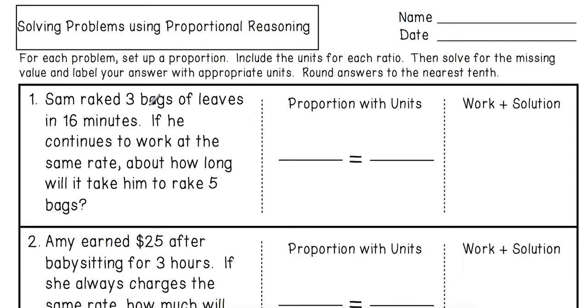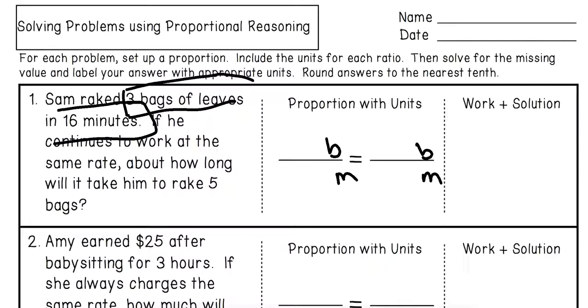1. Sam raked 3 bags of leaves in 16 minutes. If he continues to work at the same rate, how long will it take him to rake 5 bags? Here's your sentence. He rakes 3 bags of leaves in 16 minutes. There's always a sentence that shows the comparison. So we'd have bags over minutes, bags over minutes. He can do 3 bags in 16 minutes. How long will it take him to rake 5 bags?